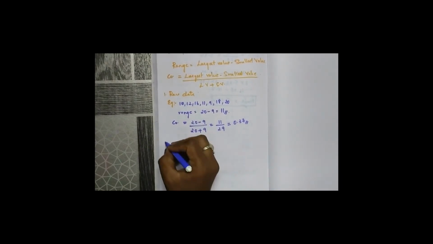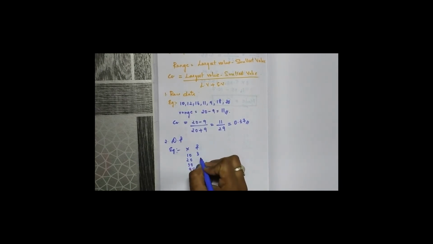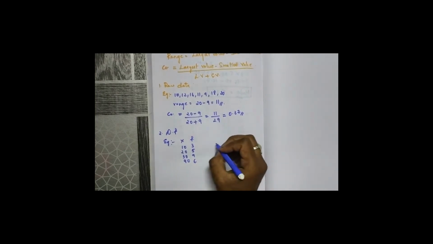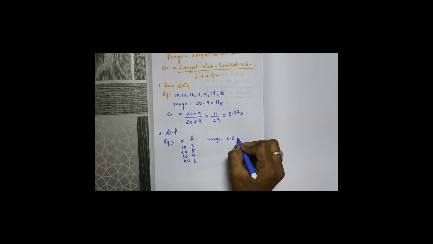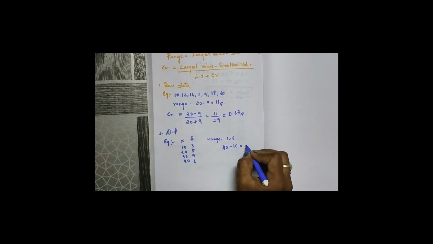Now let's move on to discrete frequency. So for example, x and f, the value is being given, that is x is 10, 20, 30, 40 and f is 3, 5, 9, 6. So let's find out the range. So here L minus S. So here you need to see in the x value. So largest is 40, smallest is 10. So that is equal to 30.